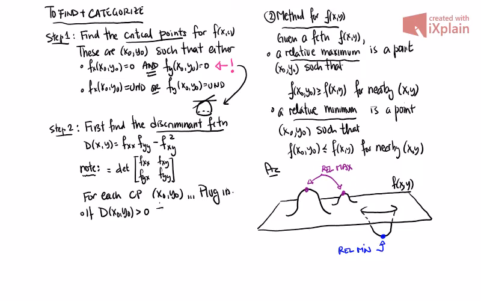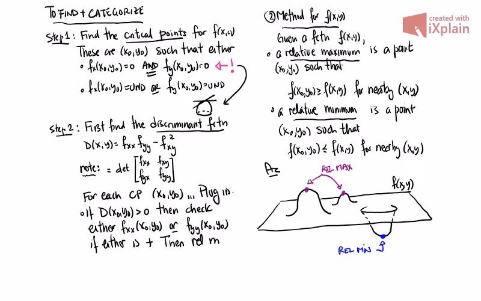So then what you do is you check either f sub xx at x0, y0, or f sub yy at x0, y0. If either is positive, then you have a relative minimum. Let me sort of sub-bullet this. And if either is negative, then you have a relative maximum.